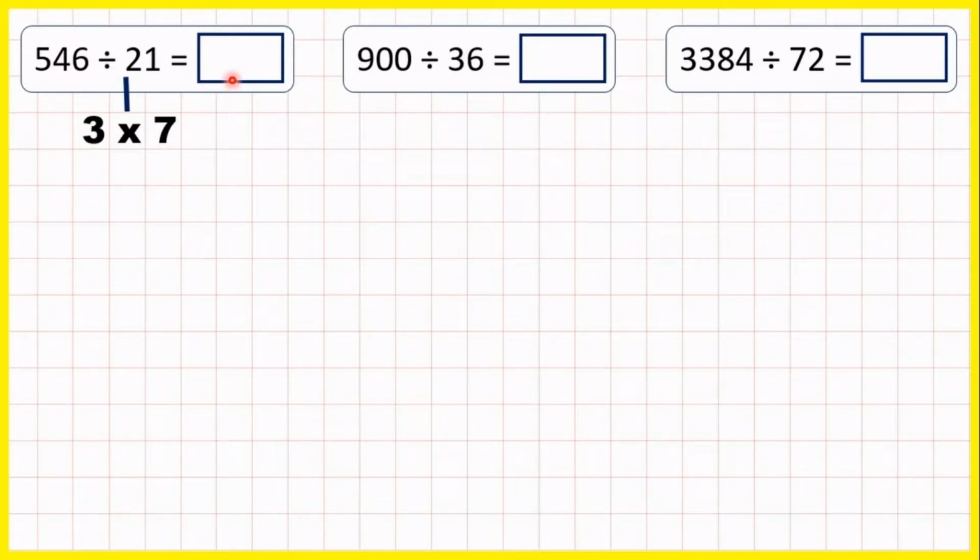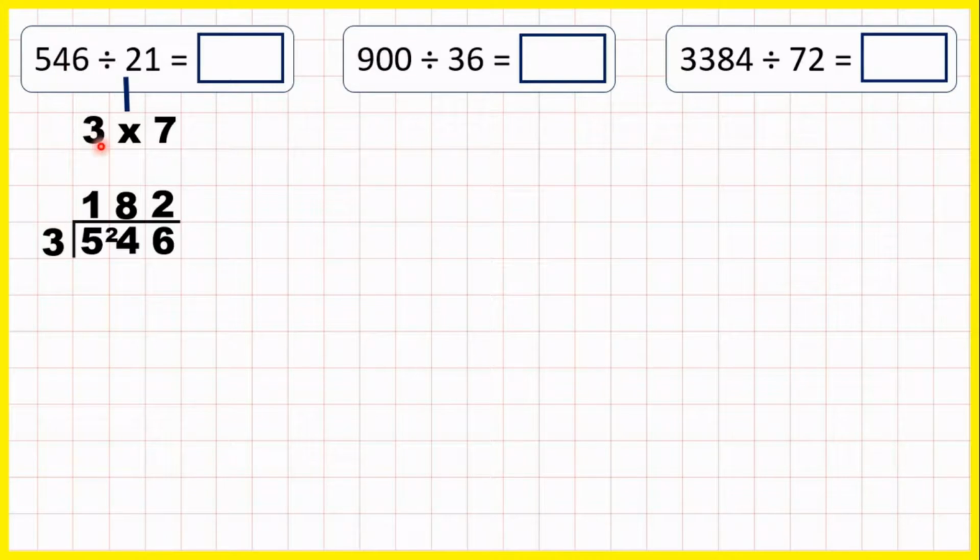Now this only works for calculations where you don't get a remainder, but most questions, especially when you're dividing by 2-digit numbers, won't give you a remainder, so this trick should work. So we can start by dividing 546 by 3. 5 divided by 3 is 1 remainder 2. 24 divided by 3 is 8, and 6 divided by 3 is 2.